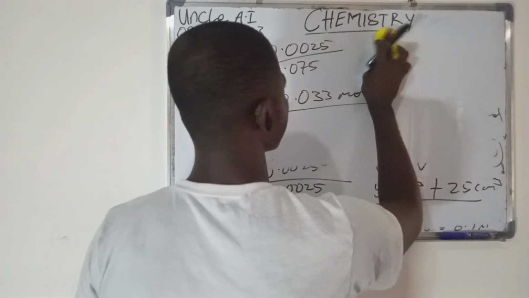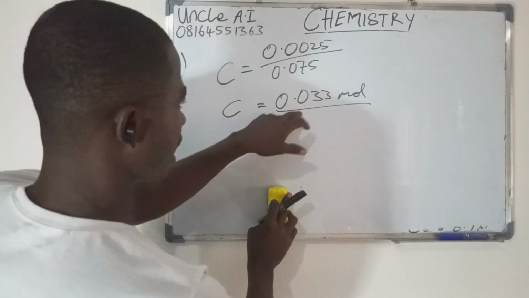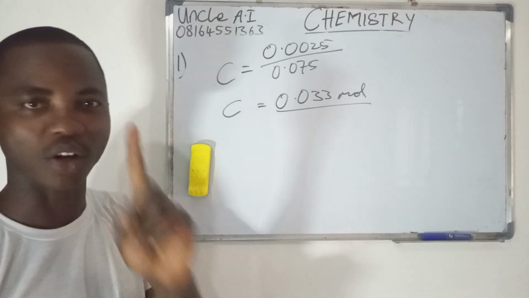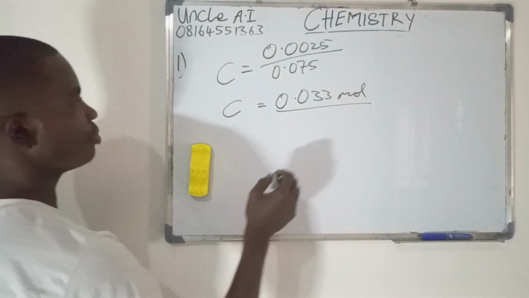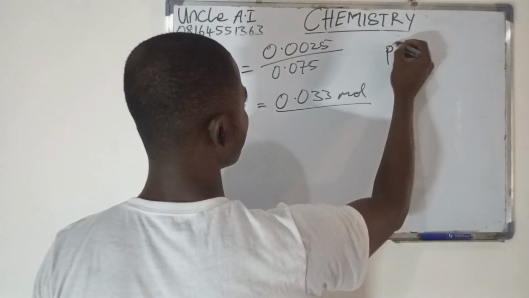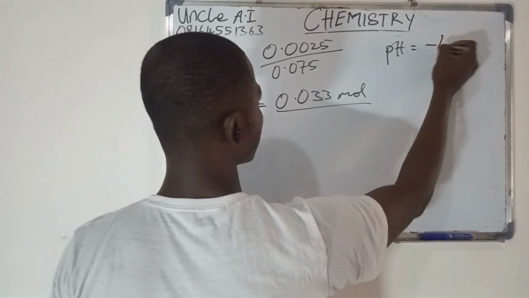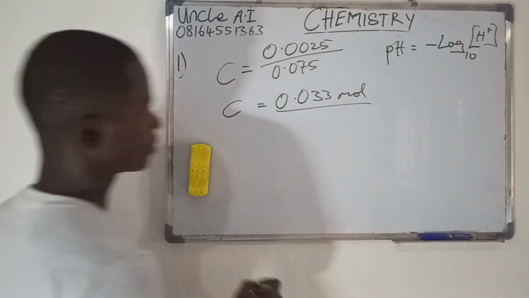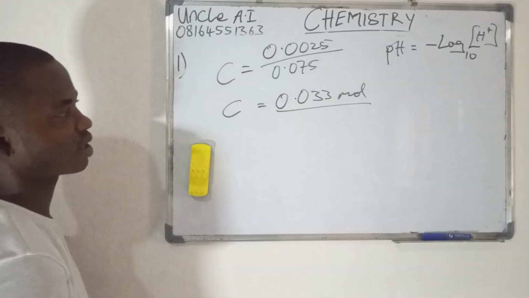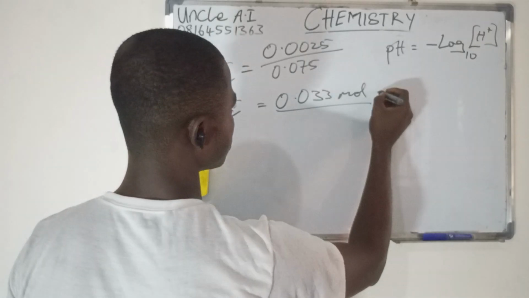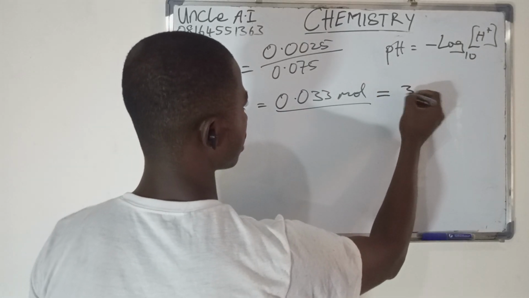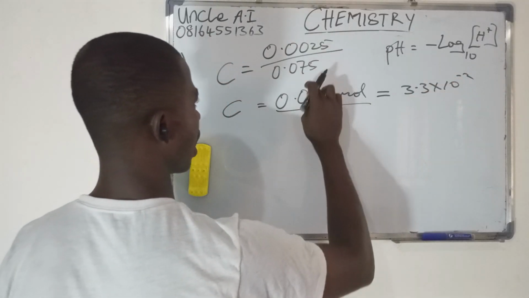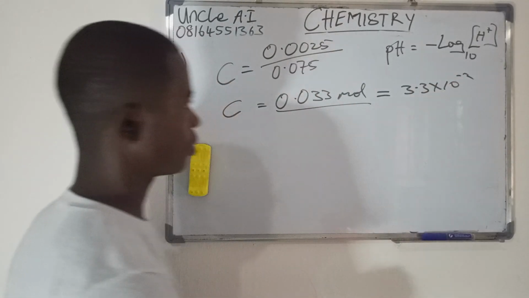Now, since we have gotten the concentration of the solution to be 0.033 molar, we look for the pH of this hydrogen ion concentration. This is the hydrogen ion concentration that was not neutralized. So to calculate the pH, we'll go to the formula where pH is equal to minus log of hydrogen ion concentration to base 10. Having this as the concentration, we convert it to standard form. We have 3.3 times 10 raised to the power minus 2. The point moves 1, 2. We have 3.3 times 10 raised to the power minus 2.